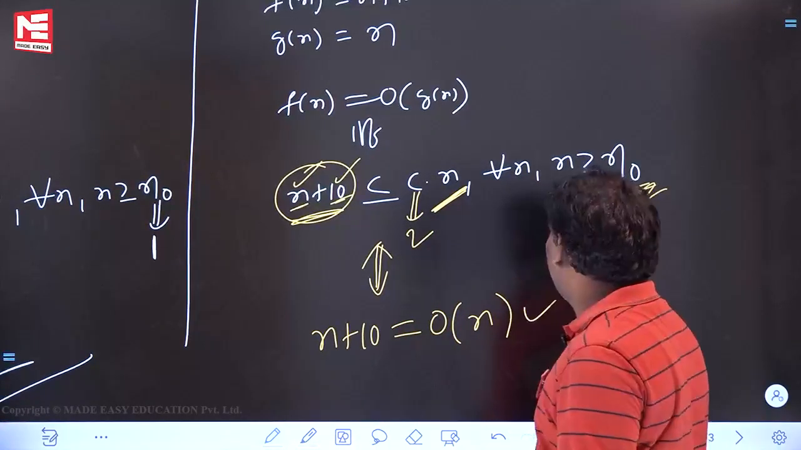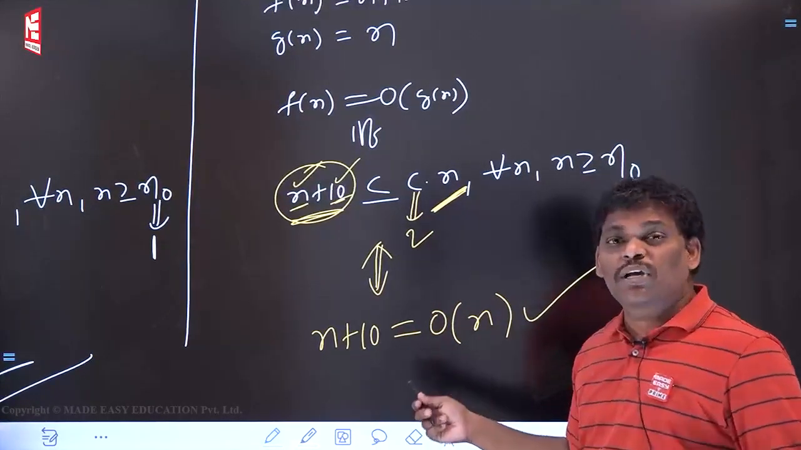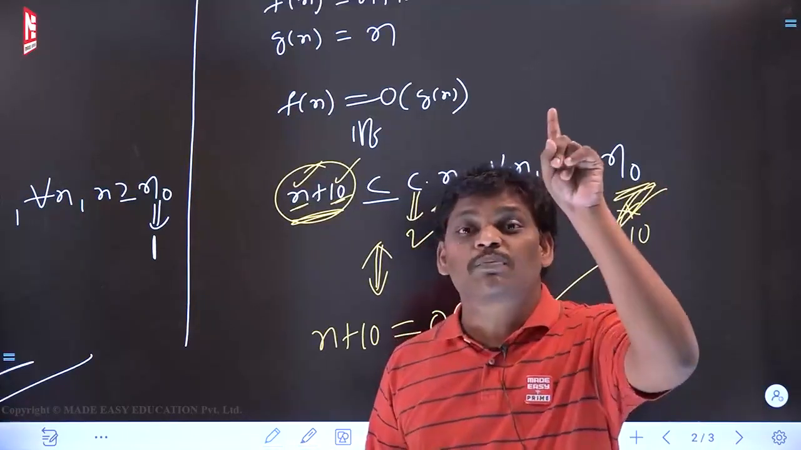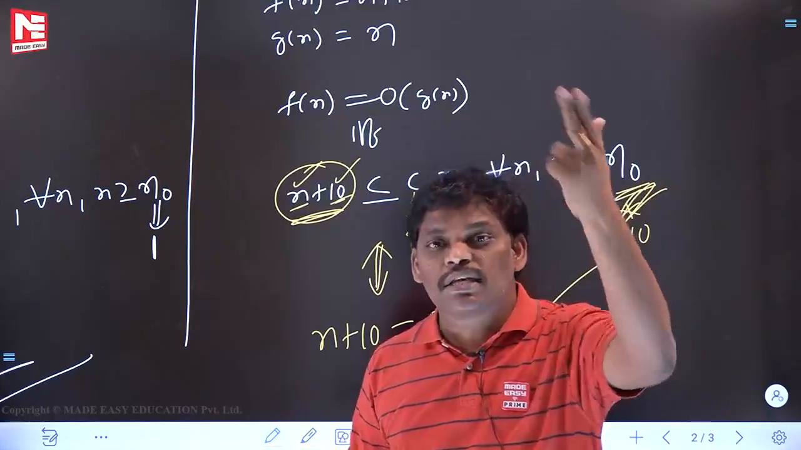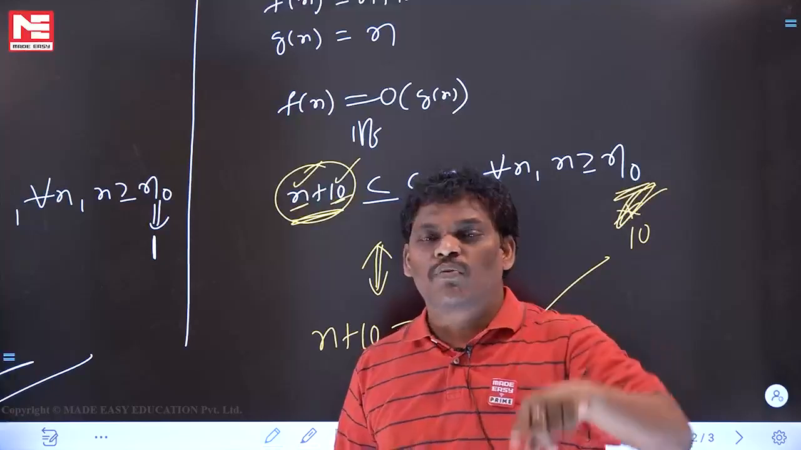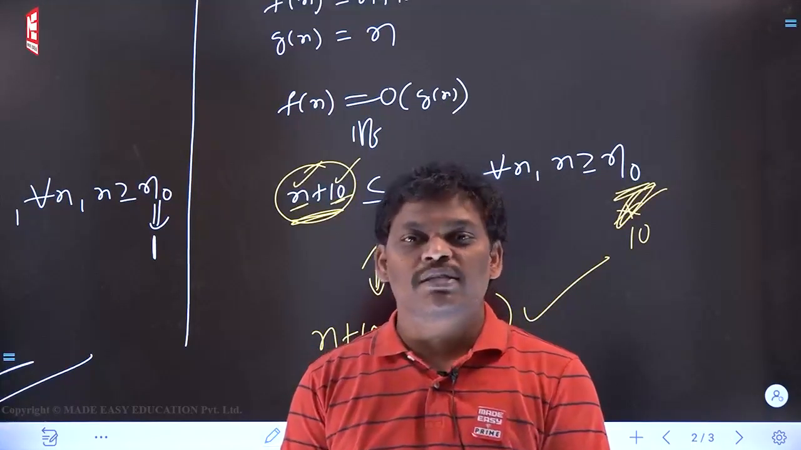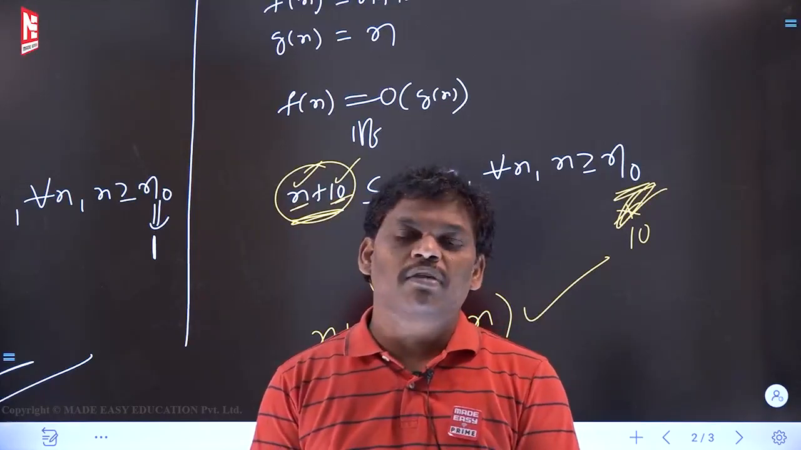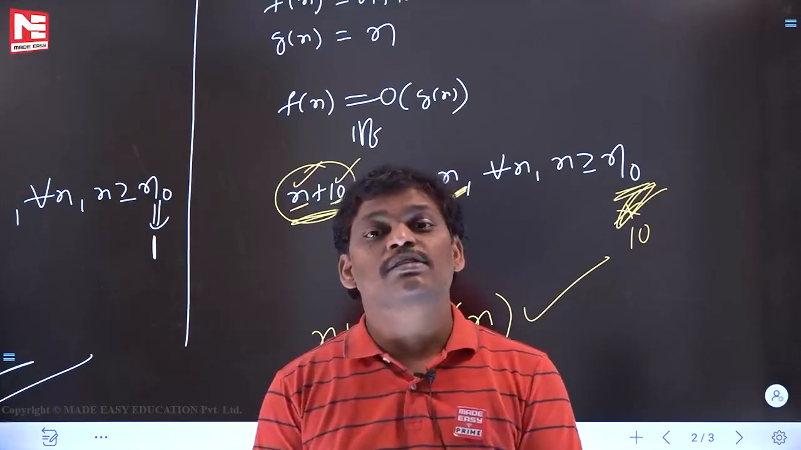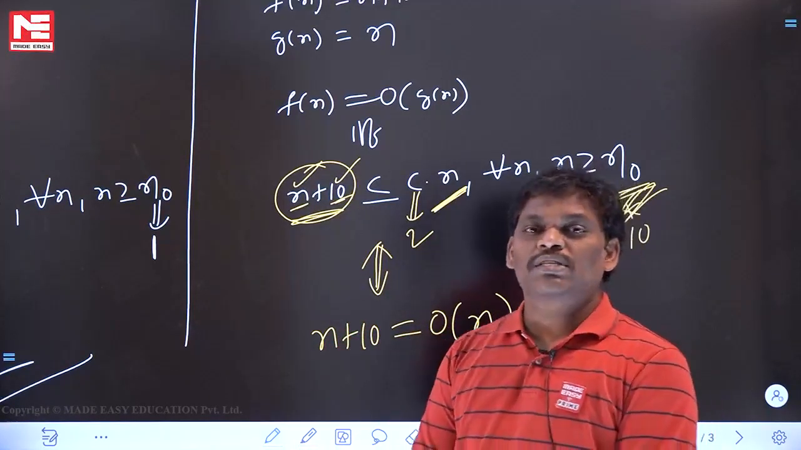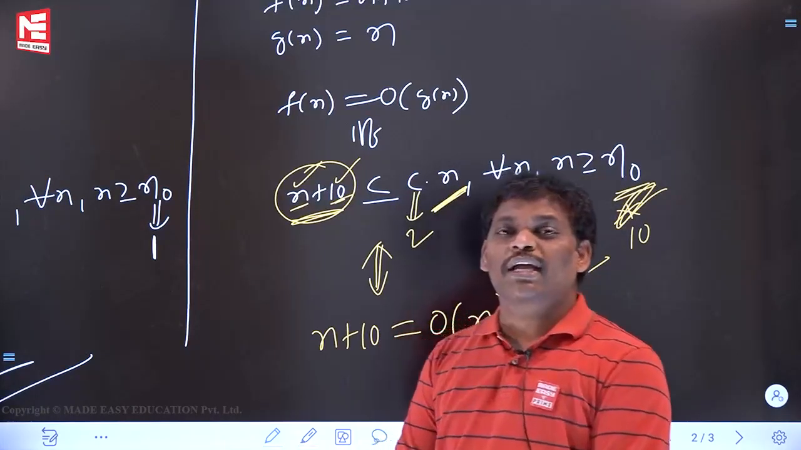Can you say what is the meaning of this line? The meaning is comparing N plus 10, N is bigger after taking C help. What is the meaning of N plus 10 is big O of n? It is nothing but N is bigger compared with N plus 10 after taking C help. What C value did you take? 2 I took. What is the N0? 10.